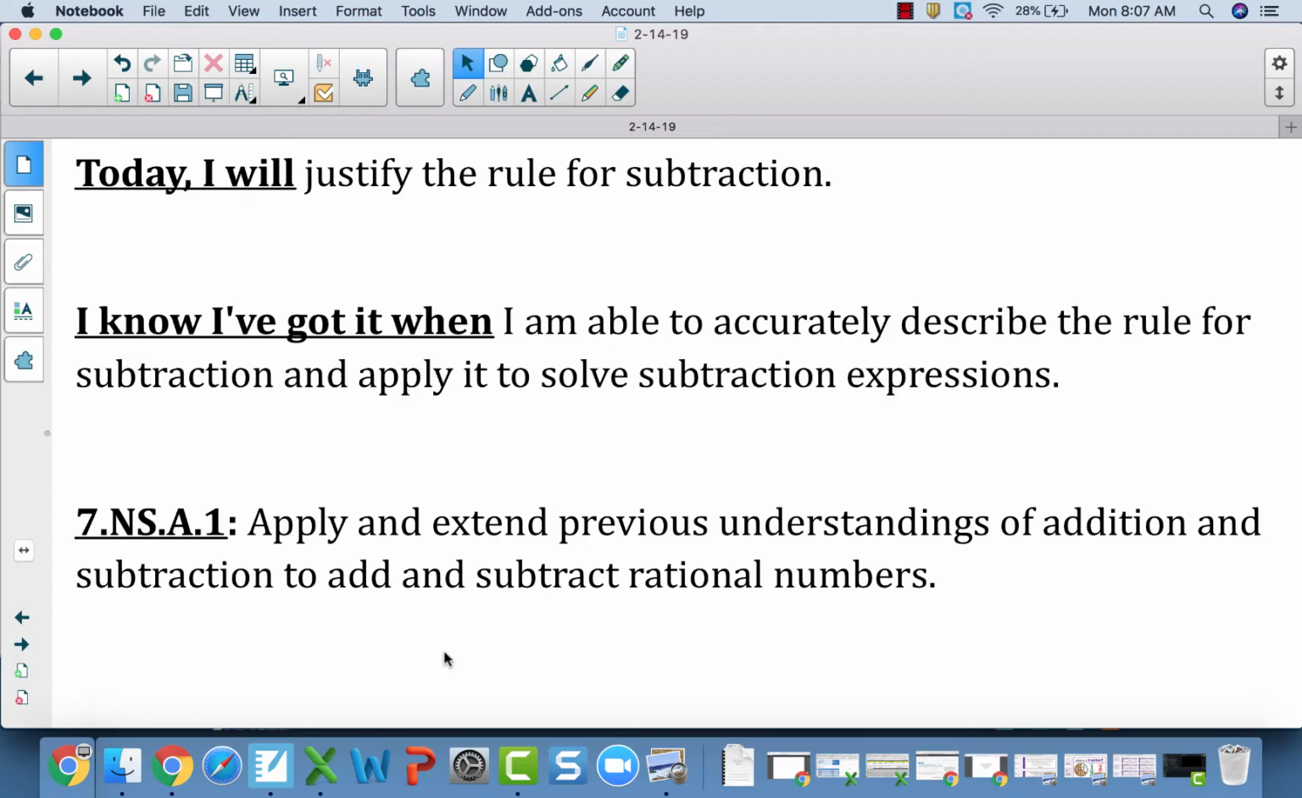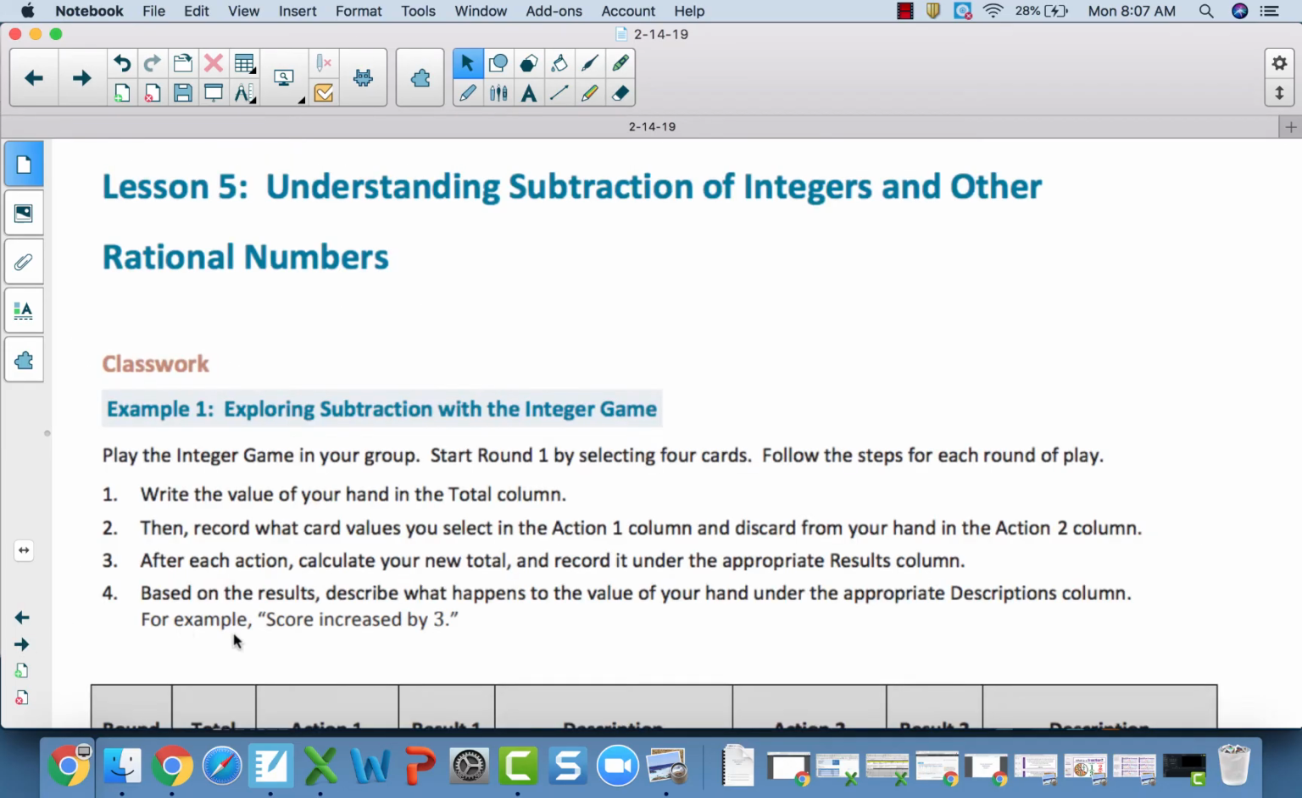You've got this lesson when you are able to accurately describe the rule for subtraction and apply it to solve subtraction expressions. Our standard is 7.NS.A.1. Apply and extend previous understandings of addition and subtraction to add and subtract rational numbers. Once again, this lesson is the first time we're focusing on the subtraction component of this standard.